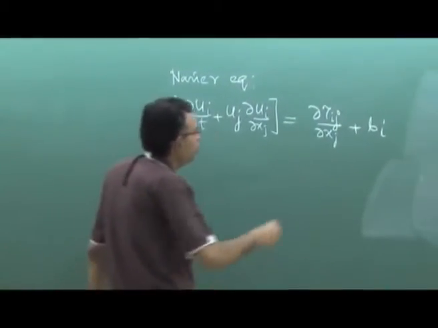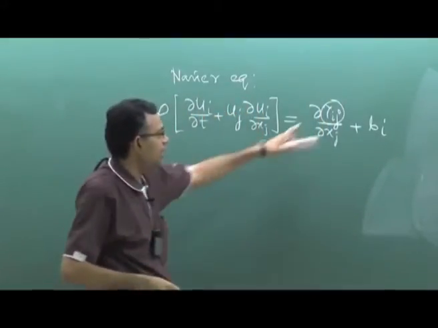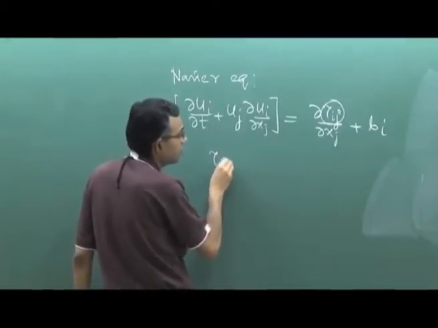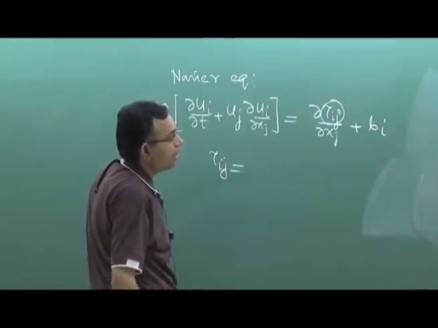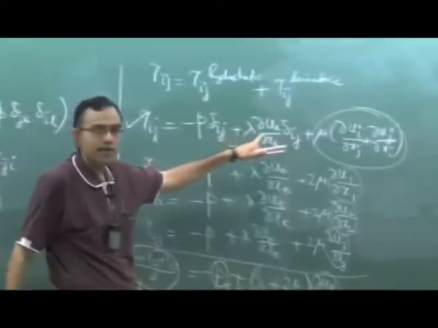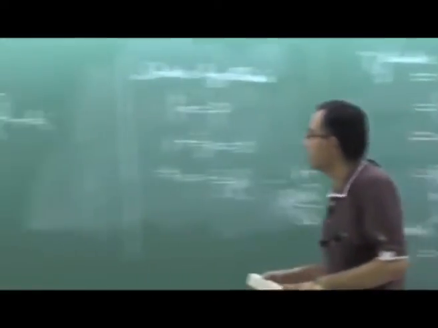So, now we will use the Newton's law of viscosity in place of this tau ij. So, what is this tau ij? Tau ij is equal to this one, with lambda is equal to minus 2/3 of mu. So, we will substitute that here.